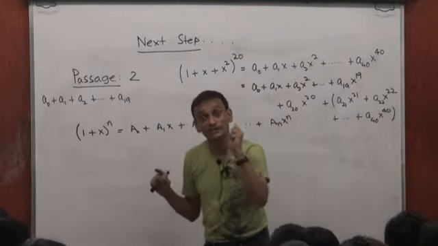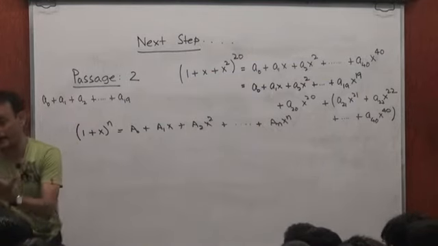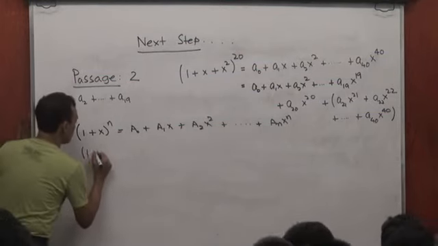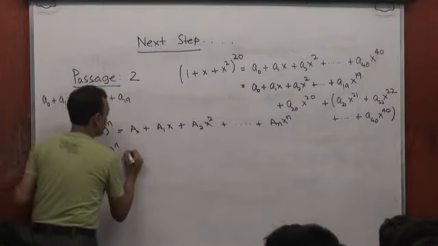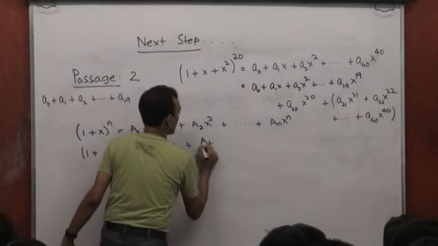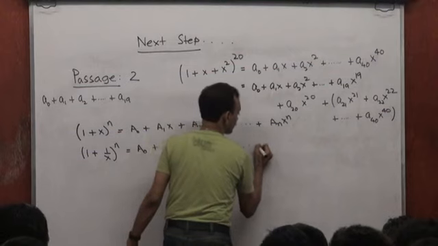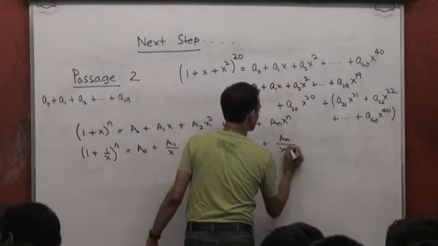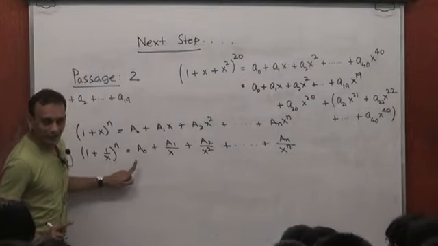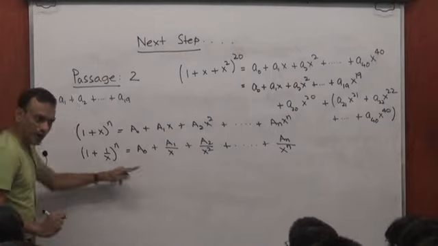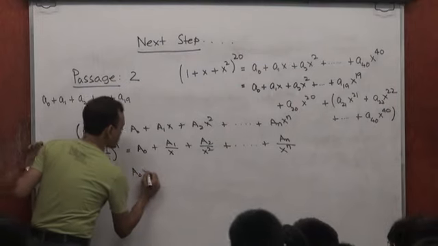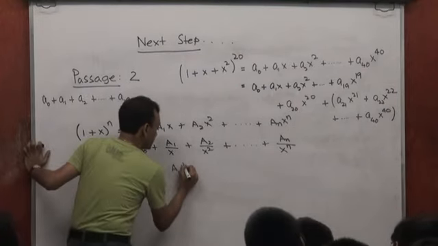If you recall, how I did that was I replaced x by 1 by x. I replaced x by 1 by x. And then (1 plus 1 by x) whole to power n was a0 plus a1 by x plus a2 by x squared plus and so on. Now multiplying throughout by x power n, I get (1 plus x) power n equals a0 x power n plus a1 x power n minus 1.